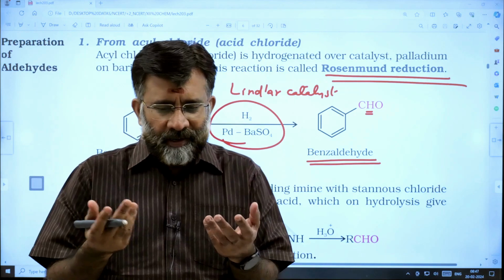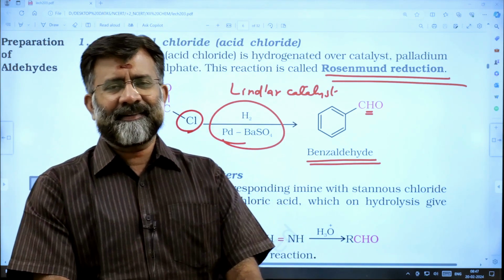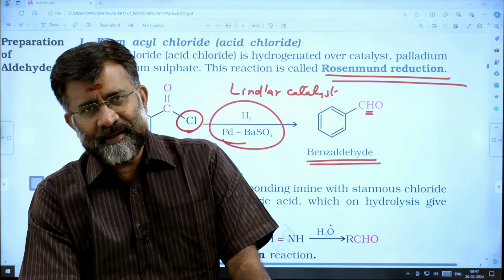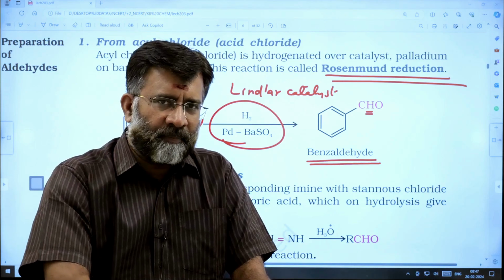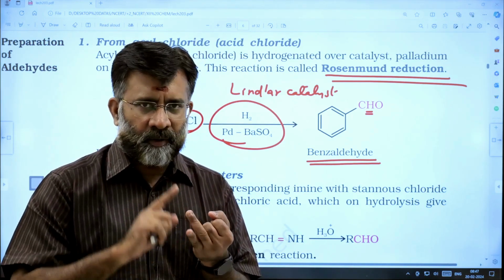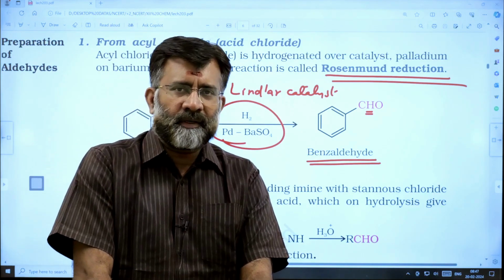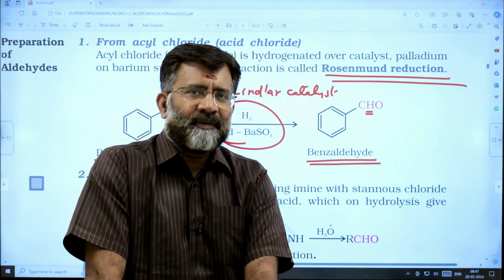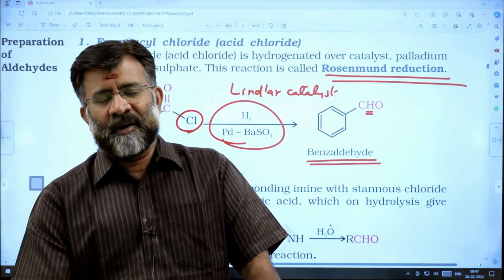Sir, what happens if we don't take the controlled reduction? This is controlled reduction. Lindlar's catalyst is providing controlled reduction. How we control? We take palladium with hydrogen. Number one, we take limited amount of hydrogen. Number two, we take palladium packed with the barium sulfate or packed with the charcoal or packed with the calcium carbonate, added with a slight bit of poisoning component like sulfur or quinoline.